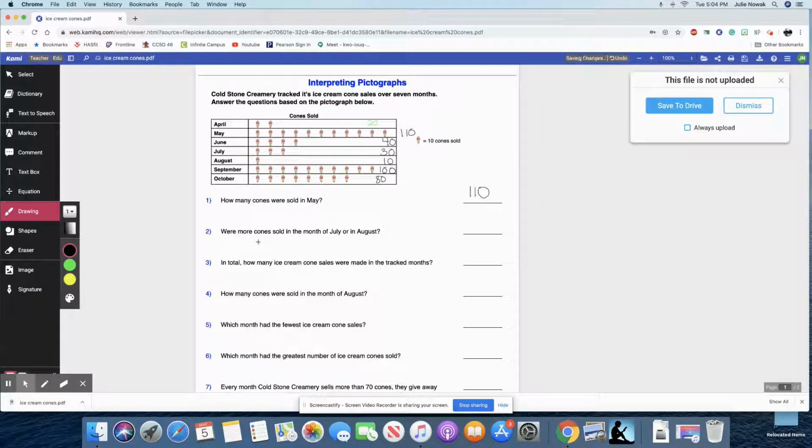Number 2, were more cones sold in the month of July or August? So let's look at July. July is 30. August is only 10. So more were sold in July.